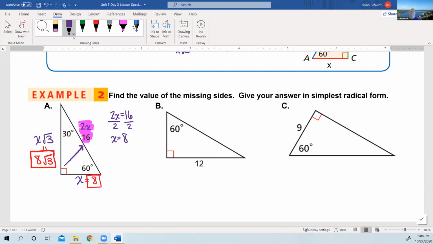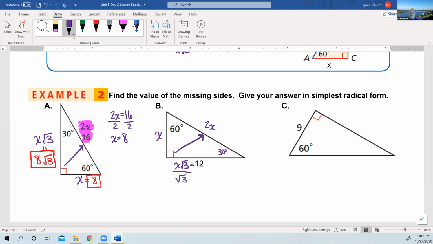Okay, let's look at the next one. There's my hypotenuse. What does my hypotenuse always have to be? 2x. Here's my 30-degree angle. So this is my short side over here on the left. It has to be x. And my long leg has to be x square roots of 3. The long leg is x square roots of 3, which, hey, what's that mean? That's got to equal 12.